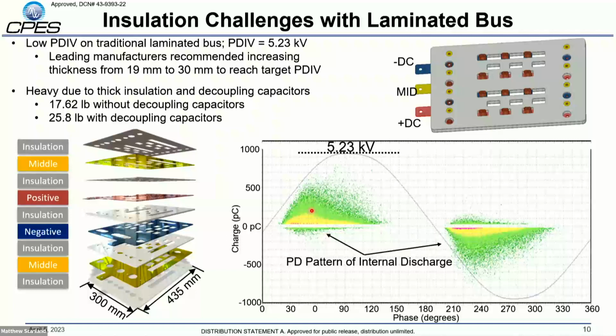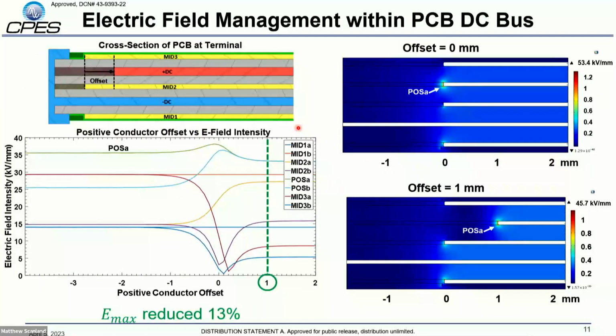From working with the different vendors, and this same answer came from several of them, they all said that we would have to pretty much double the thickness of our insulation in order to get the PDIV that we were targeting. And that's not really acceptable because it was already heavy. It was about 17.5 pounds. And also that increases your loop inductance. So we started looking at how we may be able to use a PCB to take advantage of the mature technology and the really good insulation quality that you can get from them.